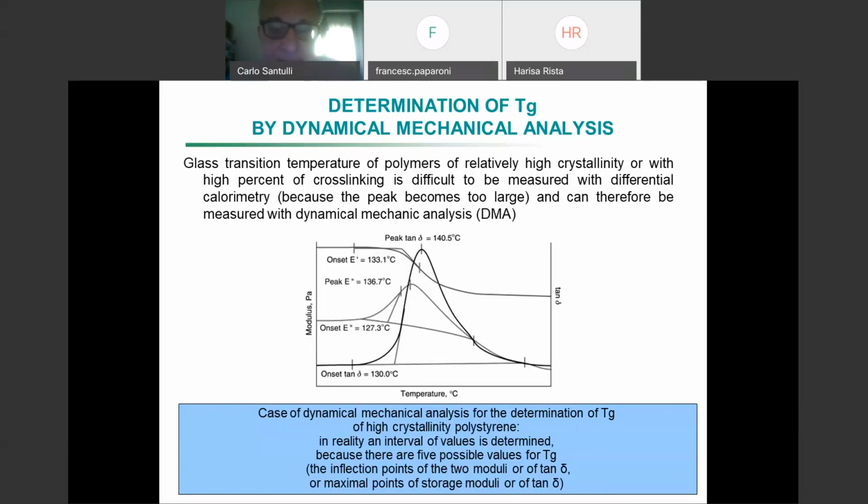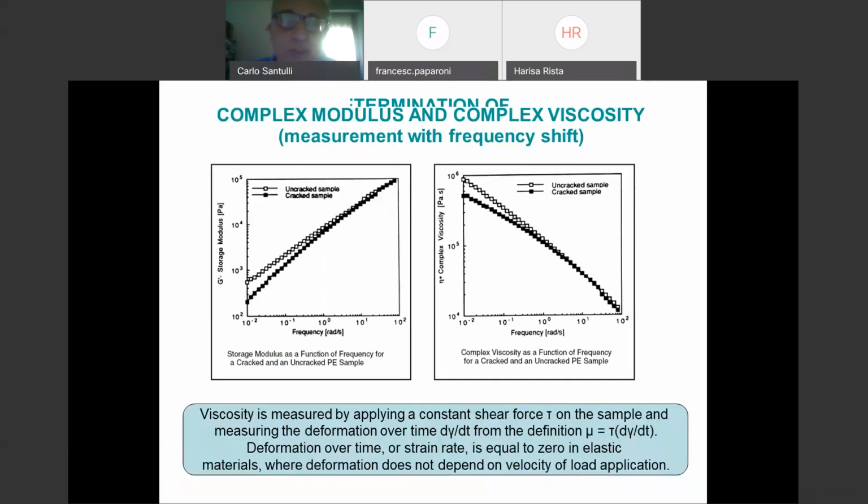In the other case, this might refer to the TG, might refer also to the melting temperature. You have the same problem, and anyway, it determines the maximum service temperature.